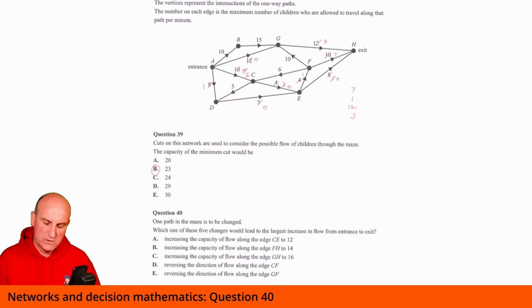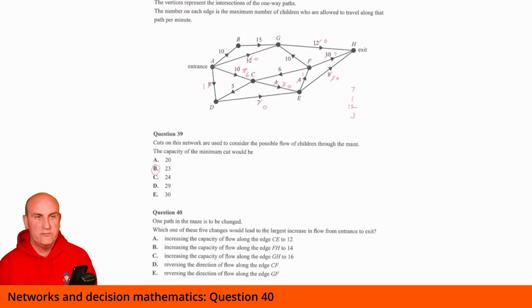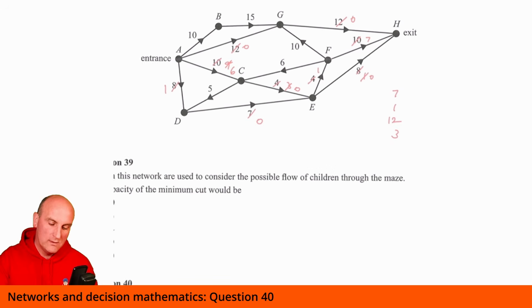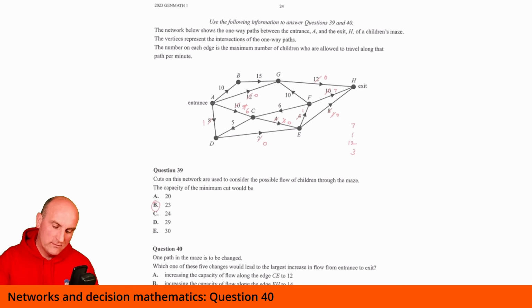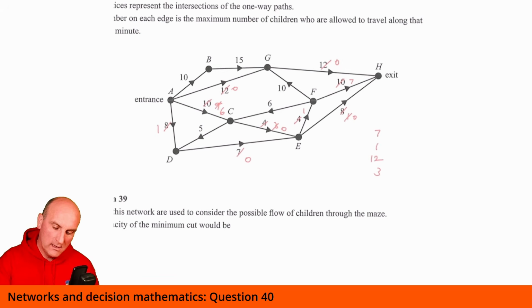What I did end up was question 40 worked slightly nicer for me. So one path in the maze is to be changed. Which one of the 5 changes would lead to the largest increase in flow from the entrance to the exit? So, increasing the capacity of flow along CE to 12. I'm going to zoom in for a moment, and I'm going to highlight CE and increase that to 12.